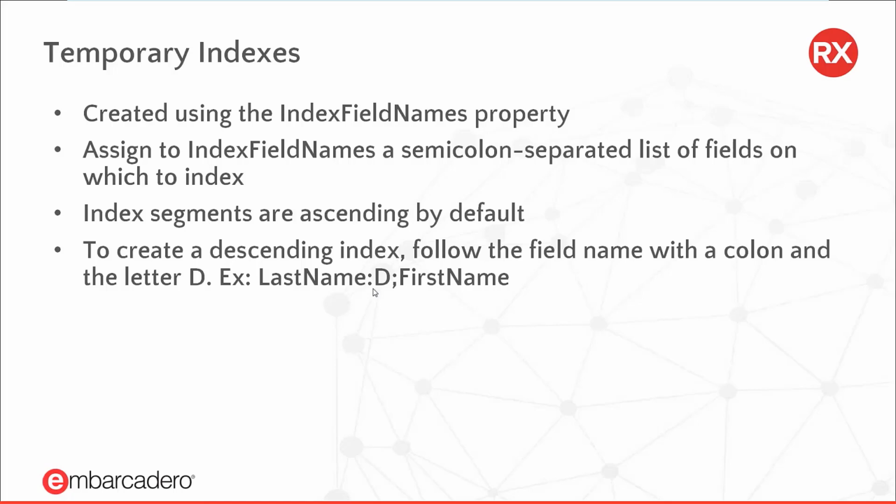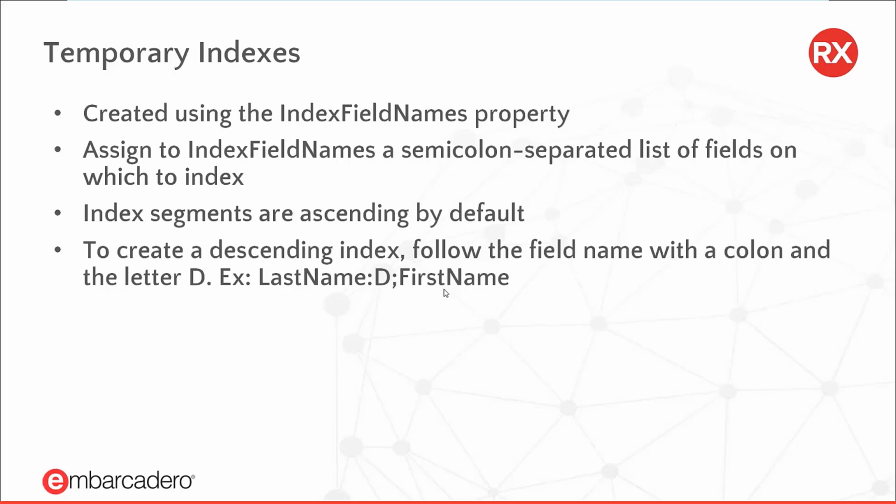You separate the name of the field on which you want to index with a semicolon and then a letter D. And that letter D denotes descending. By default, the indexes when you use index field names are ascending. So in this case, an index with this value assigned to the index field names property would sort in descending order by last name and ascending order by first name.